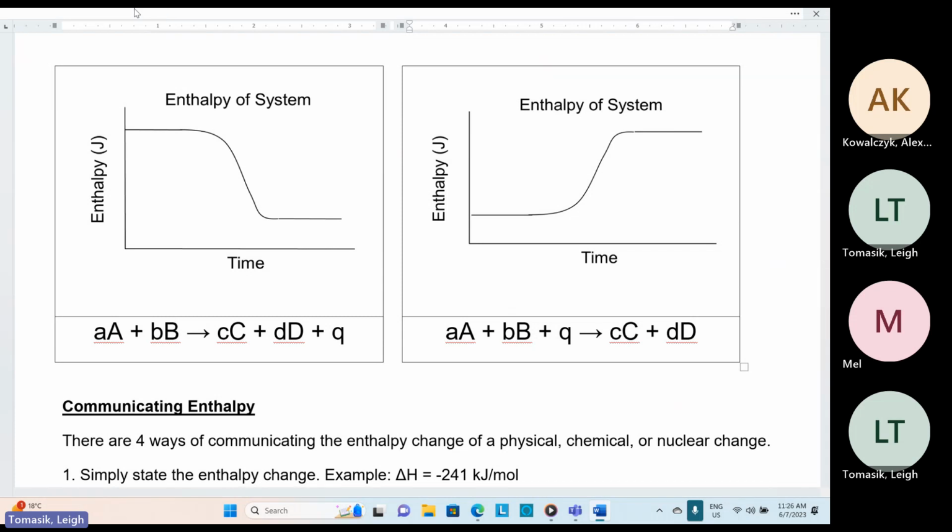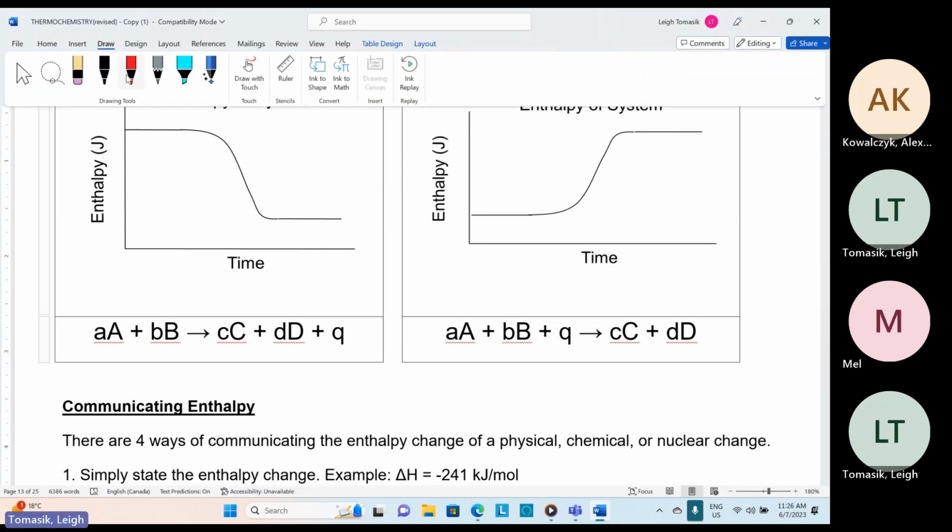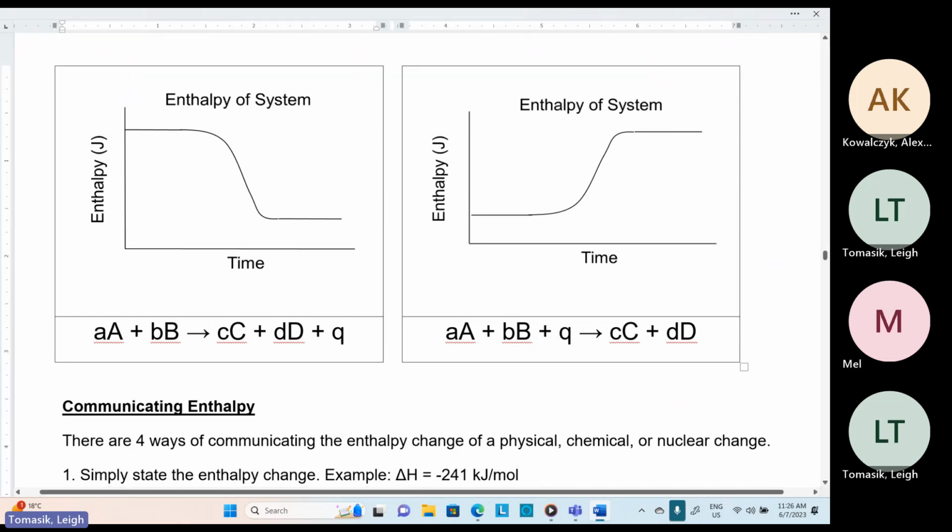Let's see if I can write on this in Word. This could be kind of sketchy. Okay, so reactants. Let me do an E. No, it doesn't let me right there. Reactants. We tried.